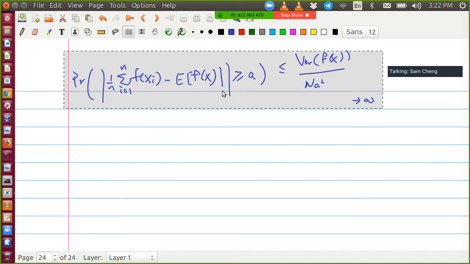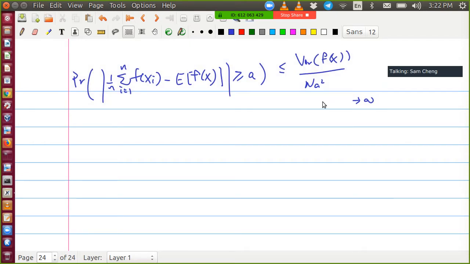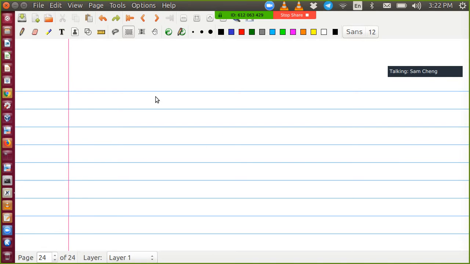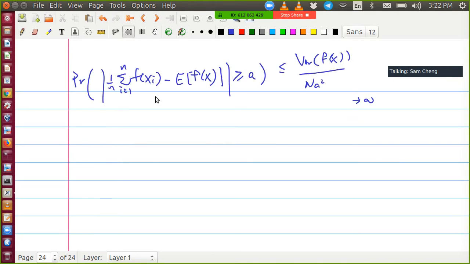This is the weak law of large numbers. We're going to prove this using the Chebyshev inequality.